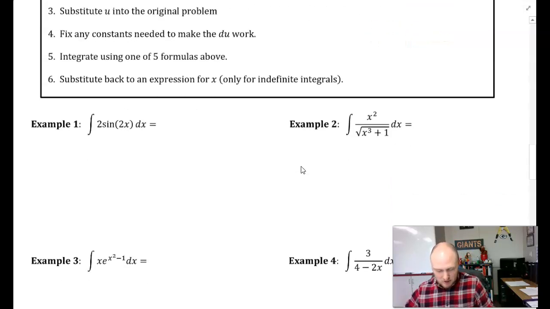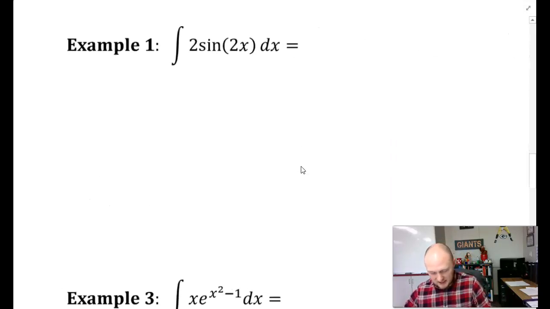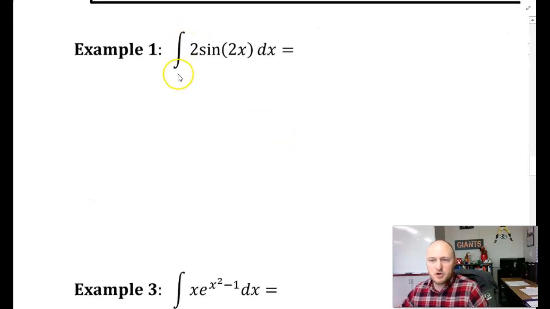So let's go ahead and see what all the fuss is about. Here is example number 1. The integral of 2 sine of 2x dx.